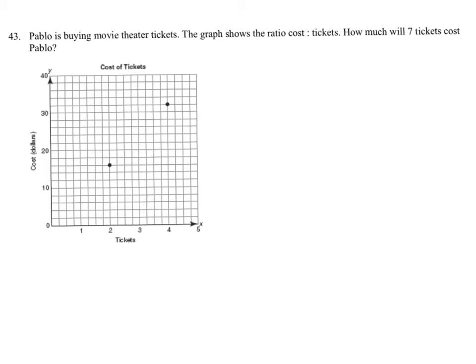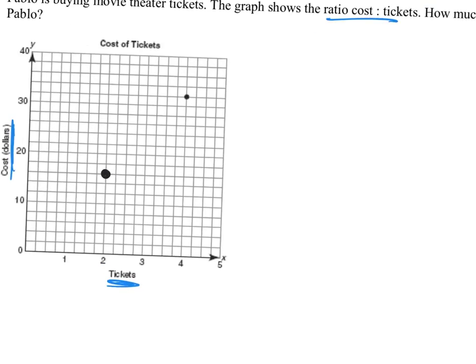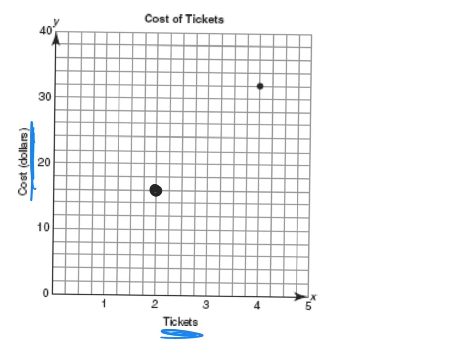Okay, question 43. Pablo is buying movie theater tickets. The graph shows the ratio of the cost to the tickets. Okay, ratio is cost to tickets. Cost is in dollars, tickets is down here. How much will 7 tickets cost? Well, we have to look at what we know. We have this point right here. And I'm actually going to zoom this in a little more so we can see.